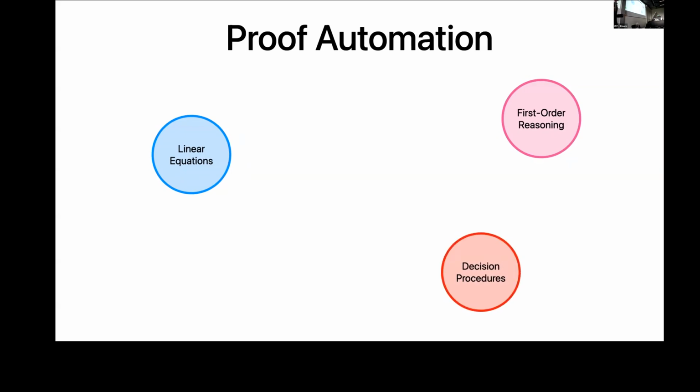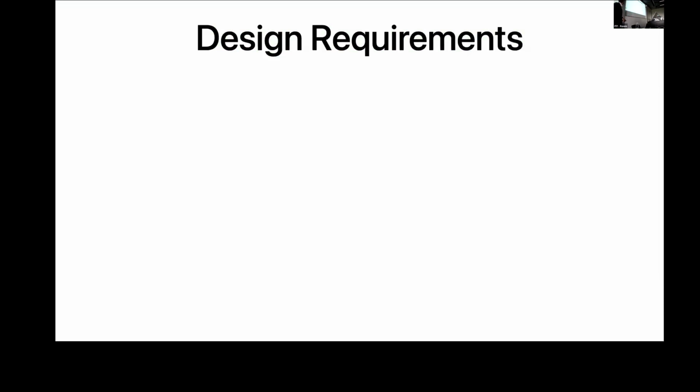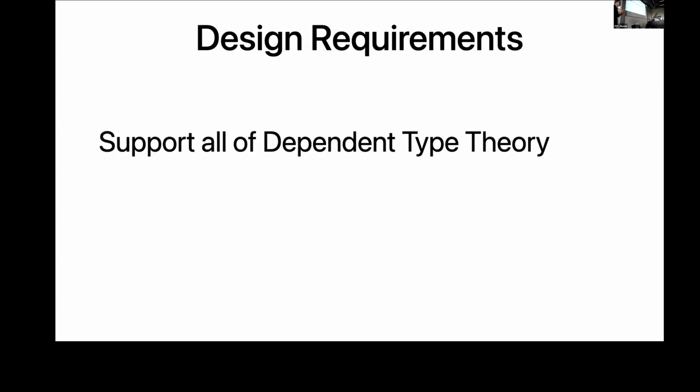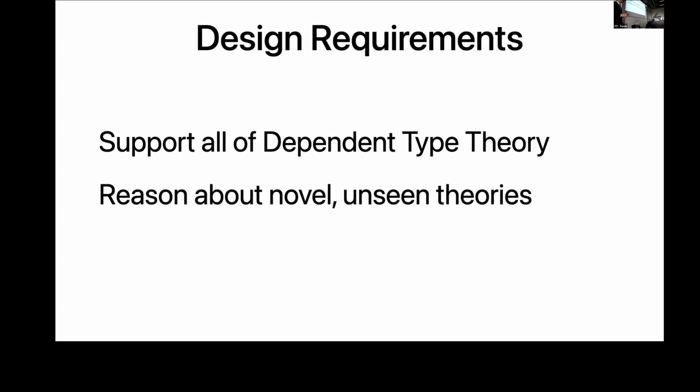But I think it would be desirable to have some kind of system that has general reasoning capability across the system so that you have at least some level of ambient capability to solve regardless of what your theory is that you're reasoning about. So there are a few design requirements for such a system. First of all, it has to be able to support a sufficiently expressive theory. In this case, we're looking at dependent type theory. It should be able to reason about, just like a human is able to reason about, all of dependent type theory. And importantly, it should be able to generalize and reason about theories that it has never seen before or that it's never been specifically programmed to reason about.